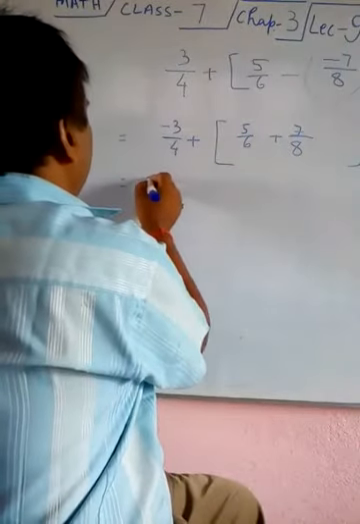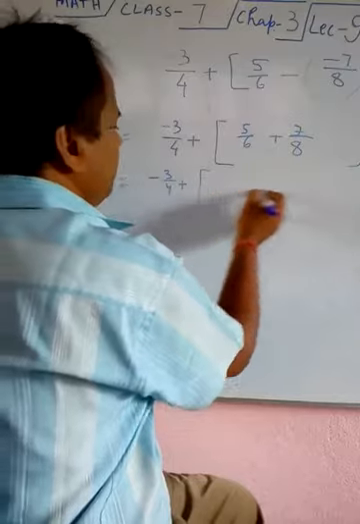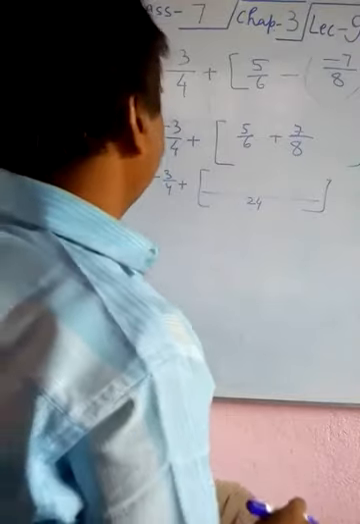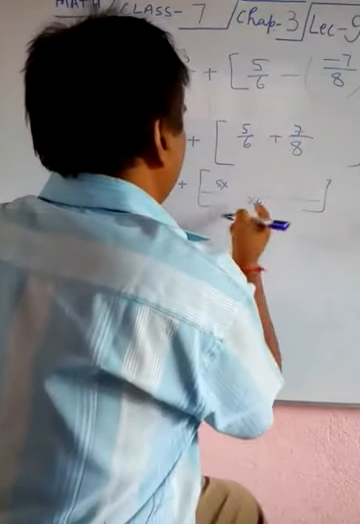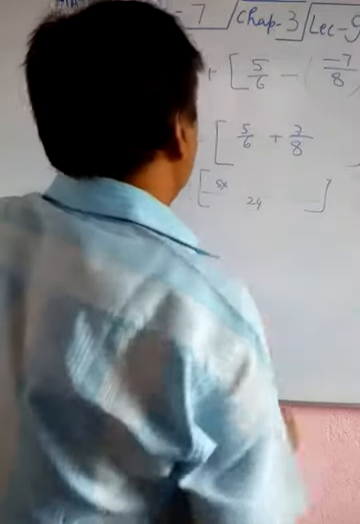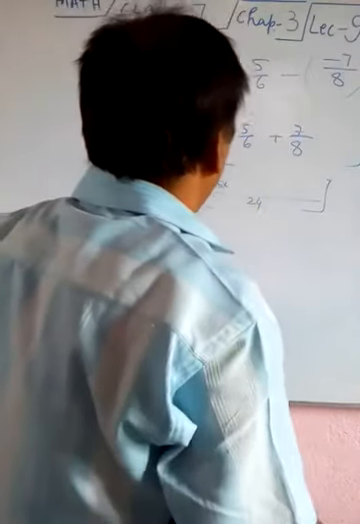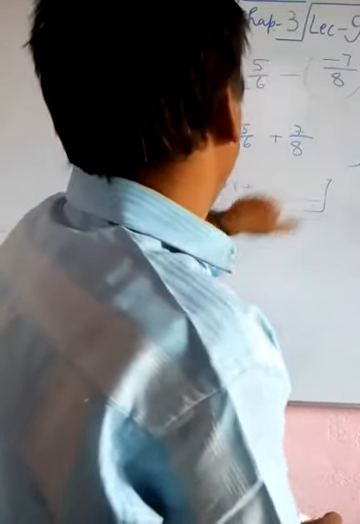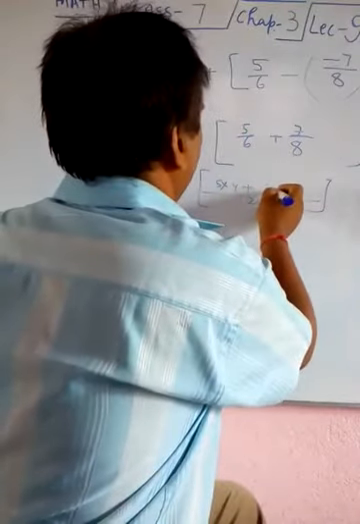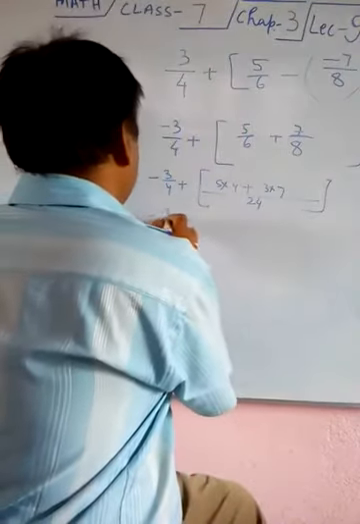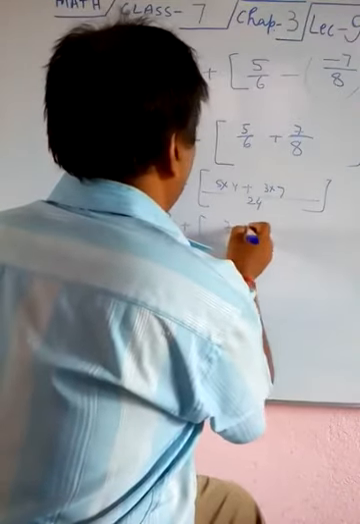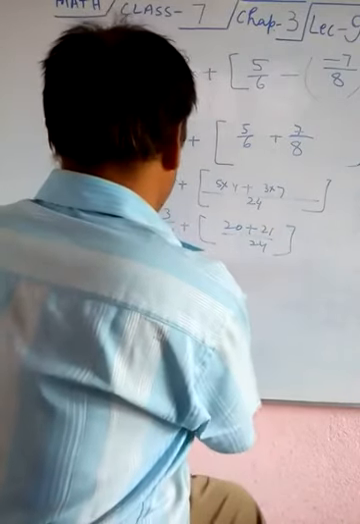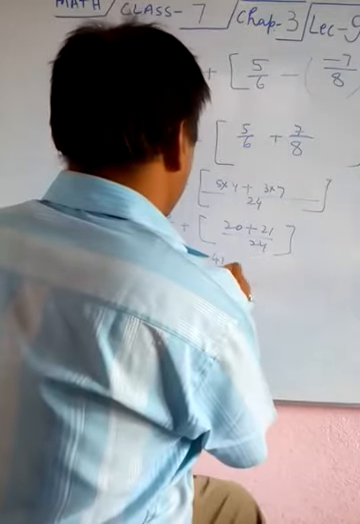So it is equal to minus 3 by 4 plus, and we have to write here LCM 24. So 5 into, you have to divide 24 by 6, that is 4, so you have to multiply by 4 here, and you have to divide 24 by 8, 3 times it will be there, so 3 into 7 will be there. Is equal to minus 3 by 4 plus 20 plus 21 by 24, is equal to minus 3 by 4 plus 41 by 24.